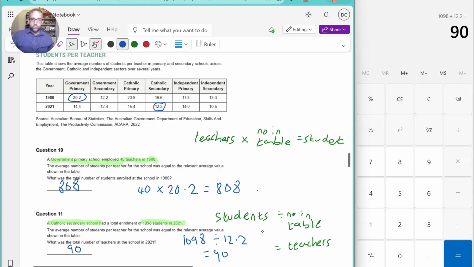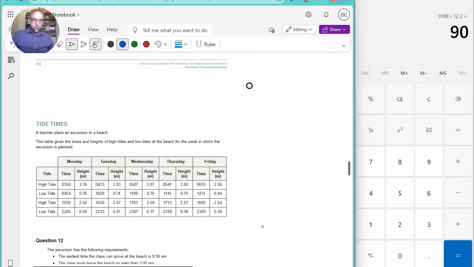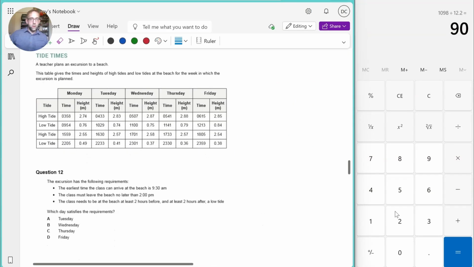Moving on to question 12. So question 12 is regarding an excursion to a beach, and we need to focus on where the high tides and low tides are in terms of the time of day. So we've got a table here which shows us when the high tides and the low tides are for each day. If you're not familiar with your 24-hour clock, that is something I would recommend revising, because we need to know, for example, that 16:30 would be equivalent to 4:30 p.m.